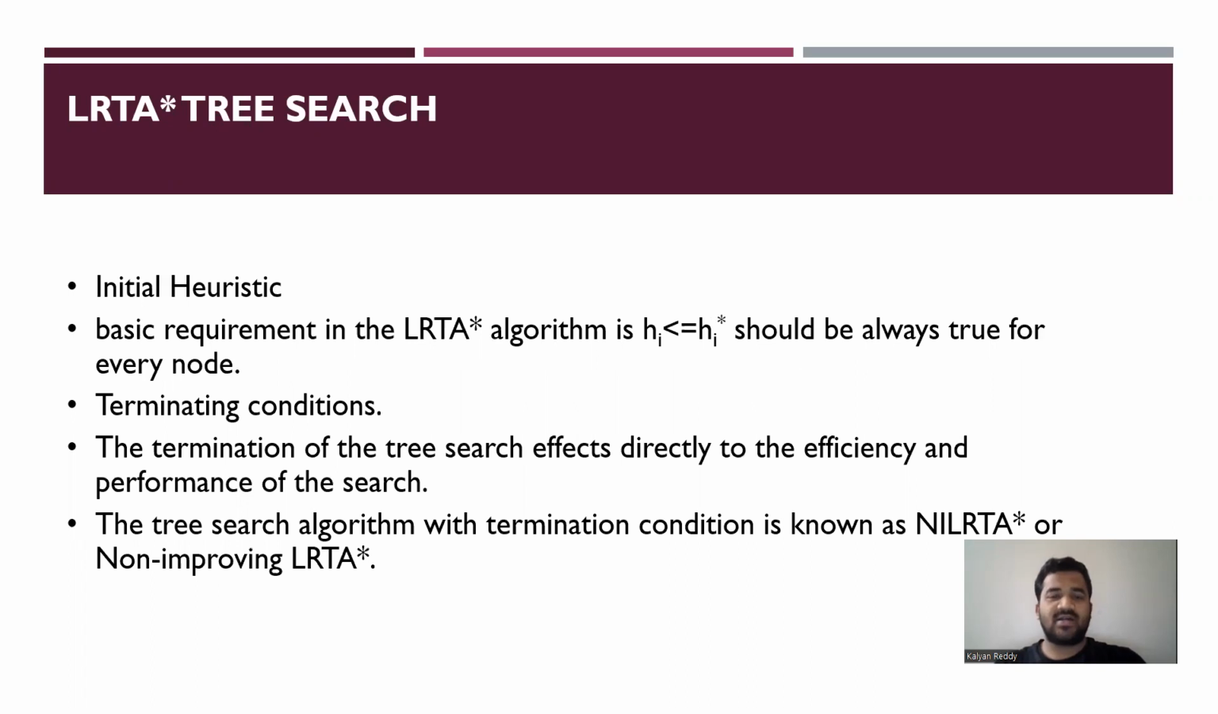Initial heuristic: the basic requirement for the LRT A star algorithm is that hi should be less than or equal to hi star, so that each node can be executed. If the node on the optimal path exceeds the distance to the goal, then the search may move to that node, or it is not the optimal path.